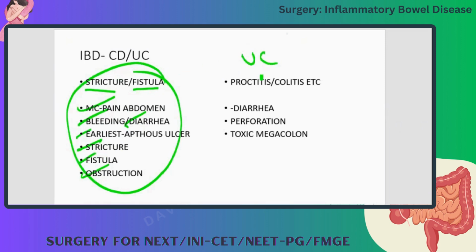Whereas in ulcerative colitis, the patient will have proctitis or colitis. So the most common presenting feature is diarrhea. He will not have pain abdomen. Large bowel only is involved, so he will have diarrhea. There is chance of perforation, and the colon will increase in size. There is toxic megacolon. The colon will become bigger, up to 7 to 8 centimeters. That is known as toxic megacolon.